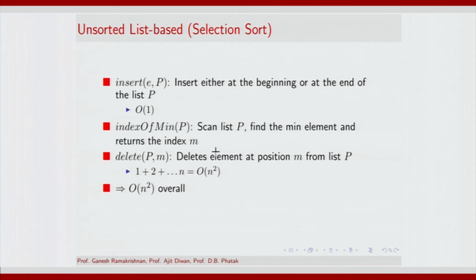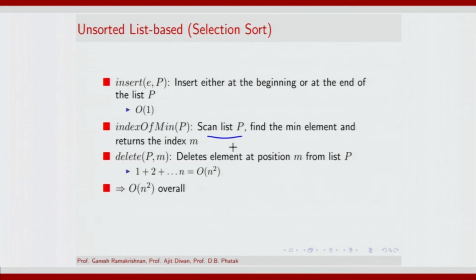So, let us start with selection sort, an unsorted list. What is the complexity? Insertion could happen either at the beginning or the end of the list P. So, in either case the complexity is order 1. It really depends on how the list is stored, from the beginning to the end or the other way around. In either case, finding the index of min would require you to scan the list. So, this is basically an order n time, where n is the size of the list as you are scanning.